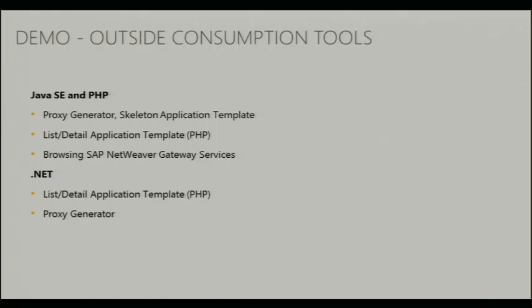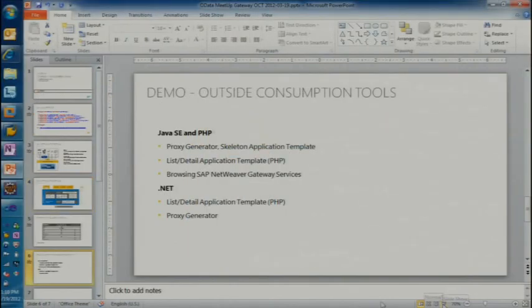And browsing SAP NetWeaver Gateway services, you will also see how easy it is to browse those available services. And referring to the annotations, we will also see how they look and how easily they can help the developer to make certain decisions. And then I will finish up with a .NET example, which is very similar to, it says PHP here, but it's a typo. It shouldn't have said PHP. It's the same approach. And then finally, the proxy generator with .NET. So much said, let me just go ahead and get started.